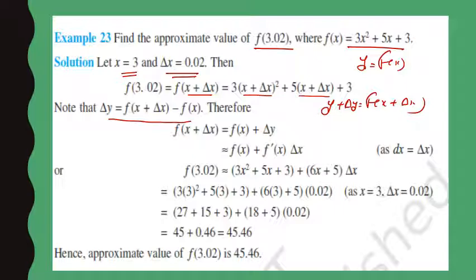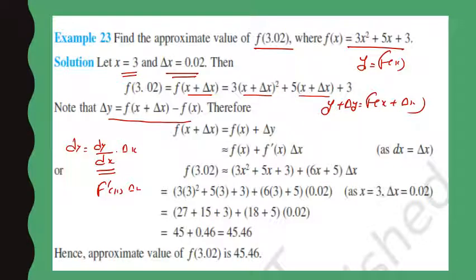F of x plus, what is our delta y? Delta y means dy. Dy is equal to dy by dx into delta x. Actually, dy by dx is the first derivative, that is f dash x into delta x. So f of x plus f dash x into delta x.